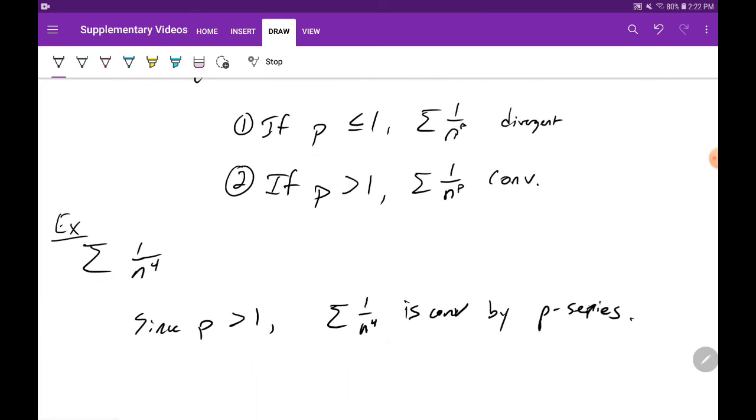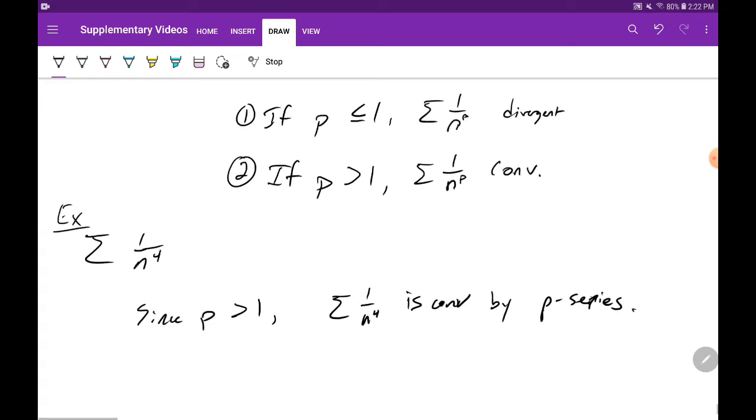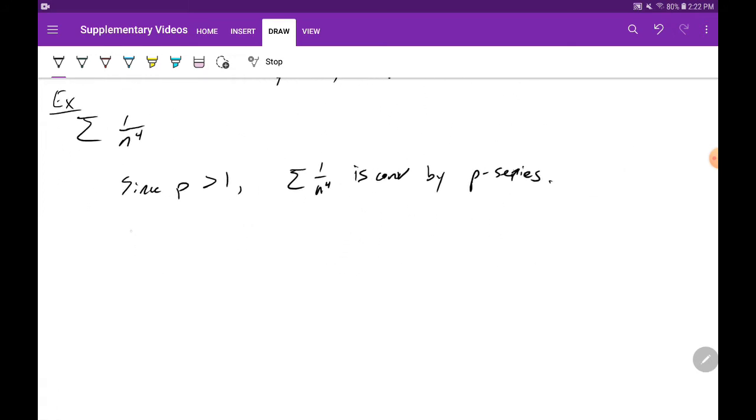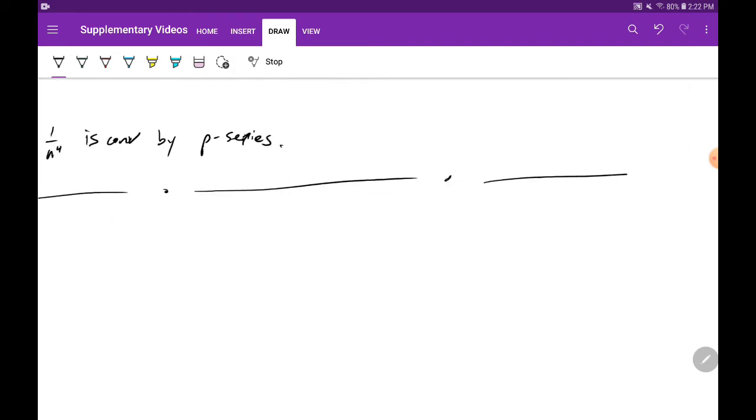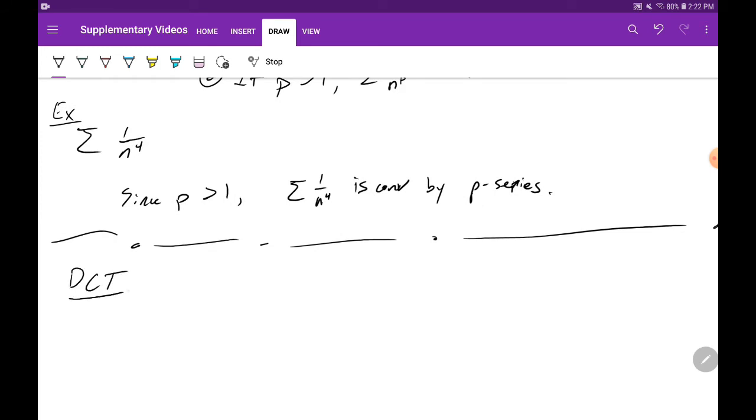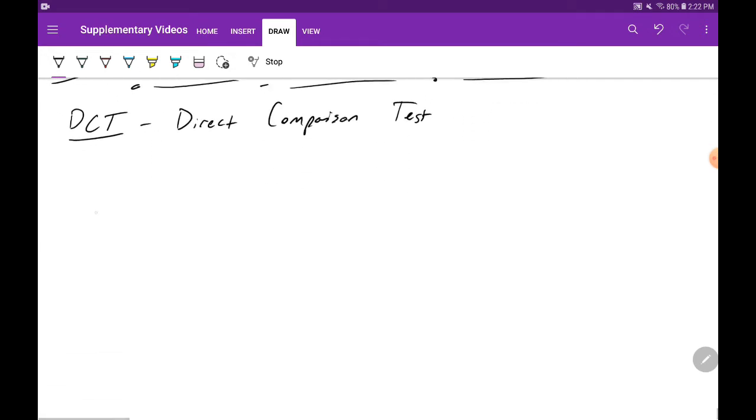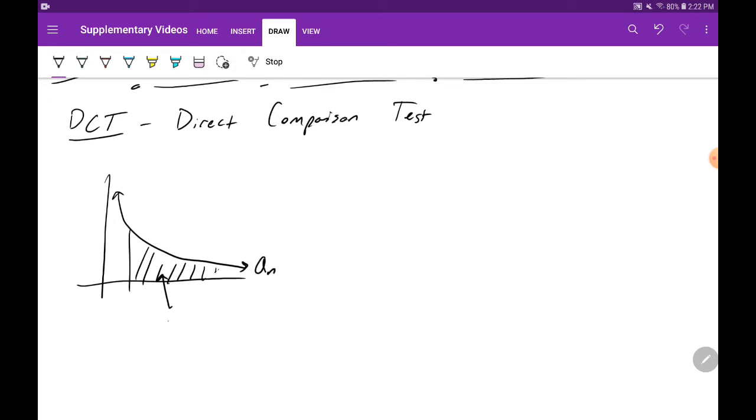So we're going to use these P series for DCT problems. So let's talk about DCT. I won't go too crazy into DCT. I just want to show you some really basic examples. DCT stands for the direct comparison test. And it's actually going to use those 2 diagrams I showed in class last class, where we have a known. Let's call this a sub n, and the sum of a sub n converges.